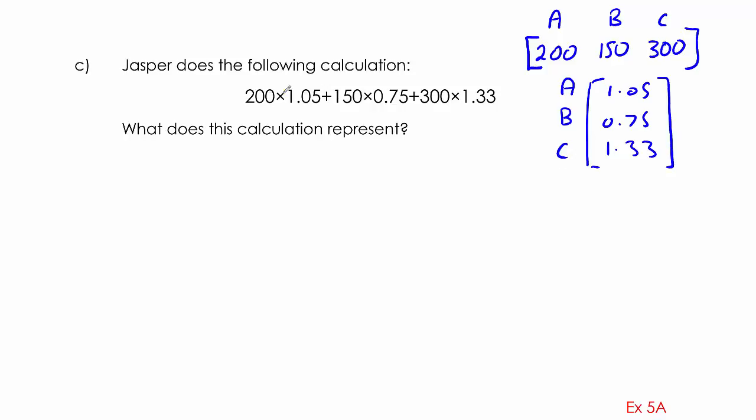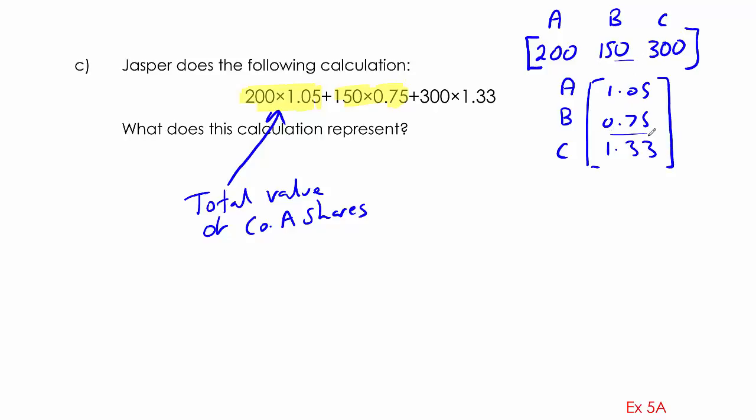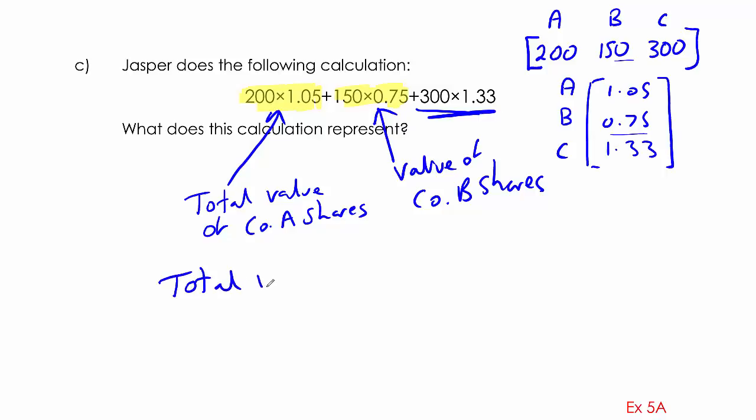So if we look at this calculation, the 200 times 1.05 is the number of shares that Jasper has times the price of each share. So this bit here is the total value of Company A shares. In the same way, the second calculation would be the number of shares in Company B multiplied by the price. So this would be the value of the Company B shares. And similarly, we can see that's the value of the Company C shares. So this is the total value of Jasper's shares.